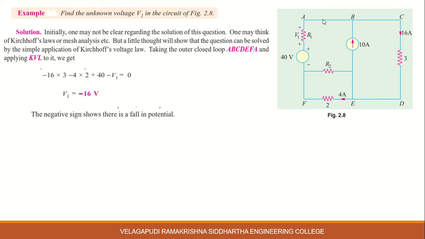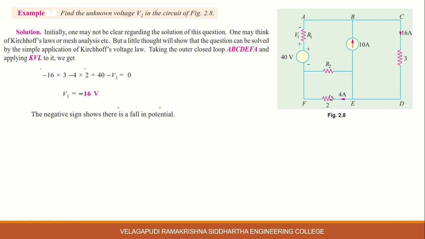From this outer path, here node C to D. From node C to D, a current of 16 amperes flows through this 3 ohm resistor in this direction. Current always flows from higher potential to lower potential. So plus to minus. The voltage drop across this 3 ohm resistor is negative sign, minus 16 into 3. Okay. Next, from D to E, there is no circuit element. Next, E to F.